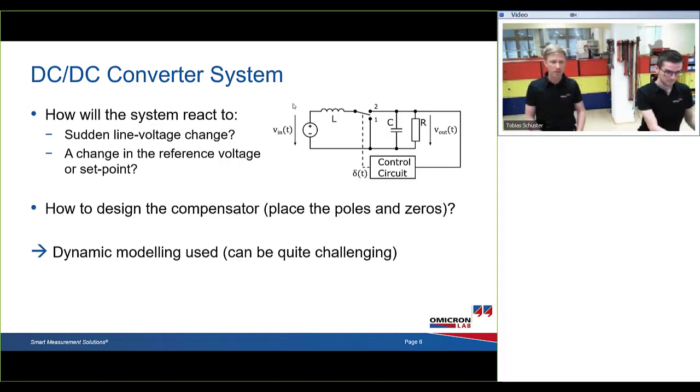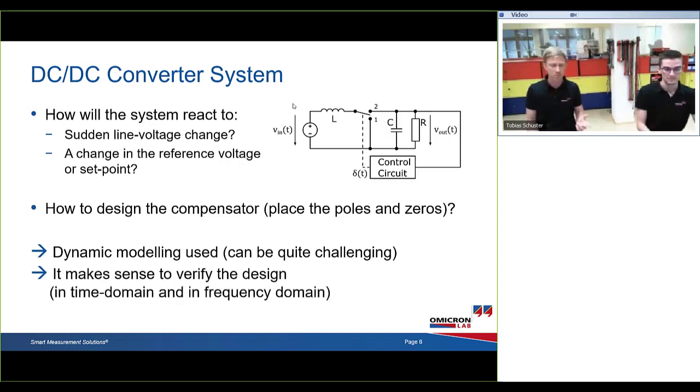Normally dynamic modeling is used. That can be quite challenging to create the dynamic models of such systems. For a buck, for a boost and for a buck-boost, you will find the models in literature. But if the plant is more complex, or if the control scheme is more complex, then the modeling gets more complex, and it makes sense to verify the design after you build the first prototypes. You can do that either in the time domain by doing a step response, or in the frequency domain by measuring the frequency response, which makes absolute sense because the design is normally also done in the frequency domain.